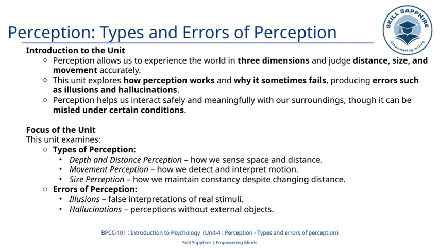We'll also look at the errors of perception, how sometimes our perceptions are not accurate. Illusions, for instance, are false interpretations of real stimuli, tricks our brain plays on us. And hallucinations are perceptions without any external objects present, which can be quite intriguing to understand. So, through this exploration, we'll see both the incredible capabilities of our perceptual system and its vulnerabilities. This understanding is key to appreciating how we experience the world around us in such a rich and complex way.